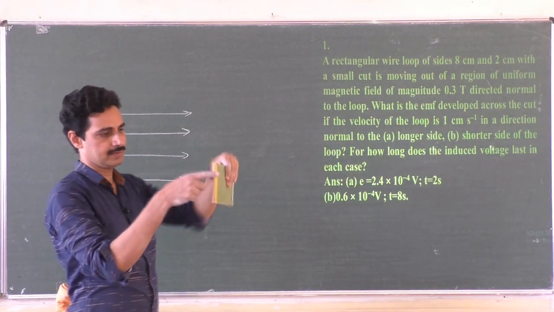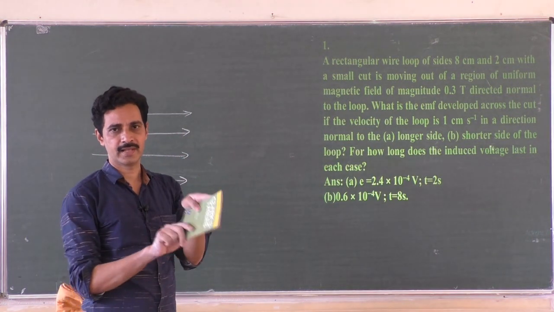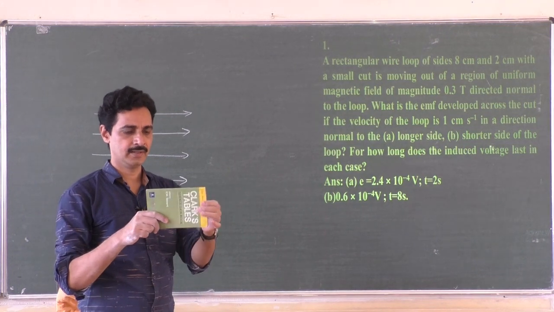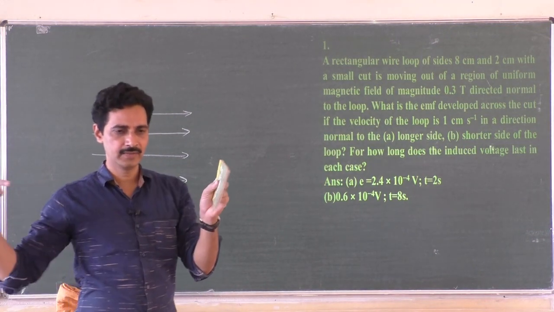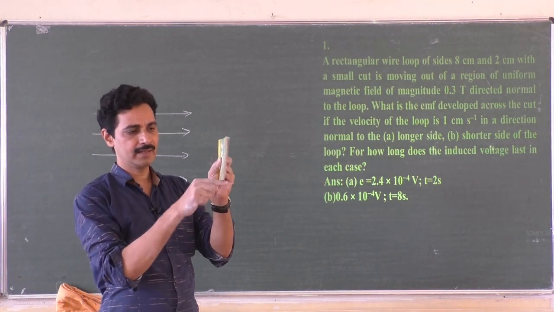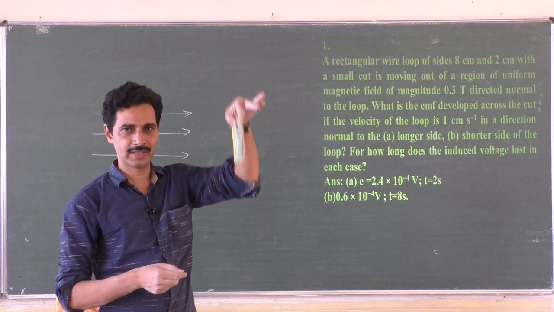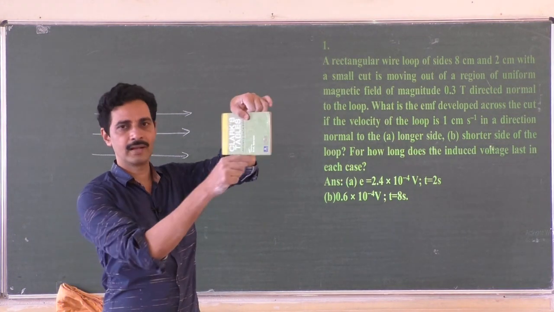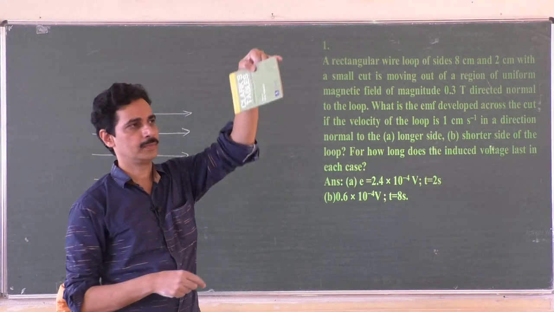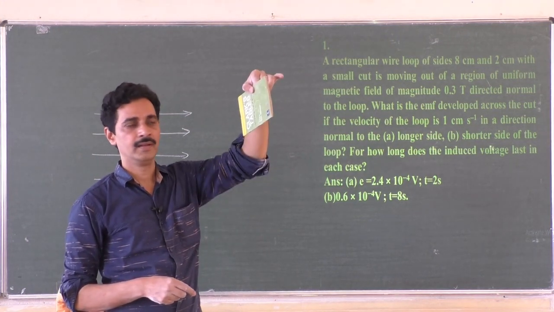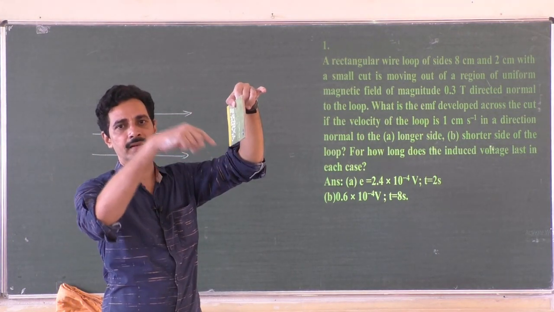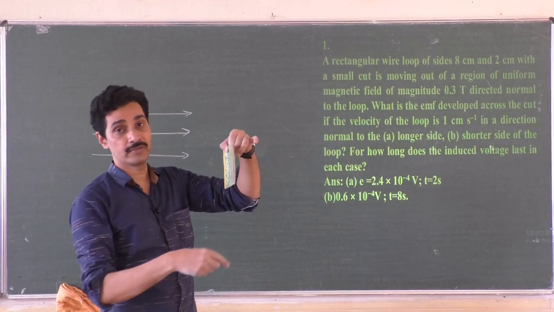This is the longer side. This is the shorter side, right? This side is the shorter side and this is the longer side. Say the magnetic field is like this. Longer side normal to the loop means you have to put it like this, correct? Longer side normal to the loop means you have to put it like this and take it outside. This is parallel to the magnetic field, right? So, parallel to the velocity.